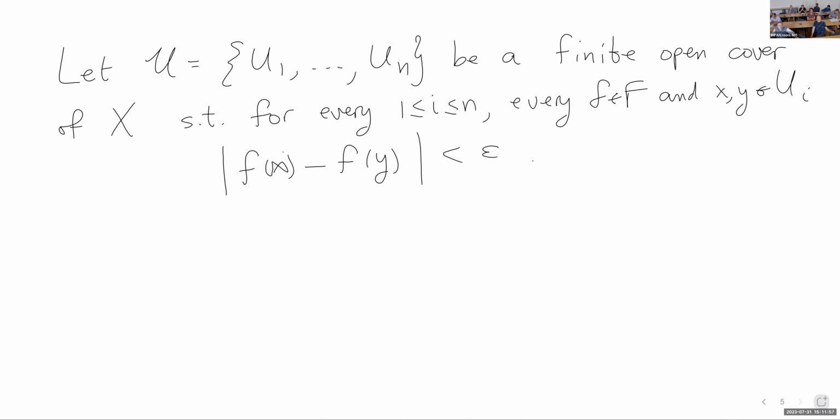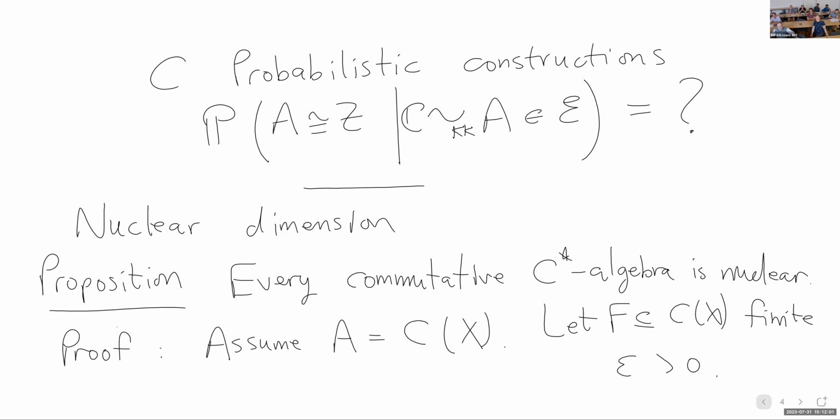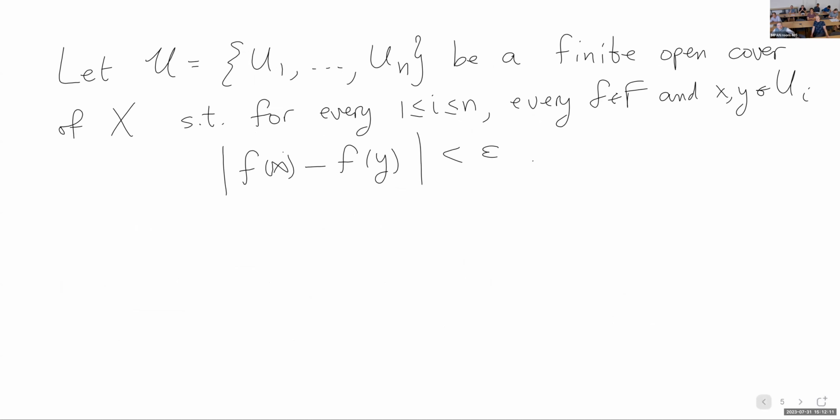What is capital F? It's okay, we fixed it at the beginning. We're fixing a finite subset F of C(X), and we're fixing an epsilon. So I fix this open cover. Next thing I do is fix a partition of unity subordinate to this open cover.